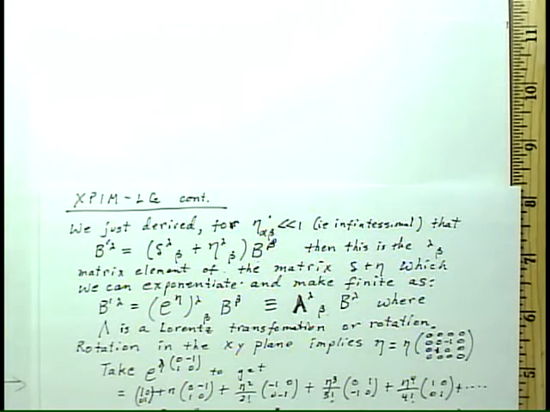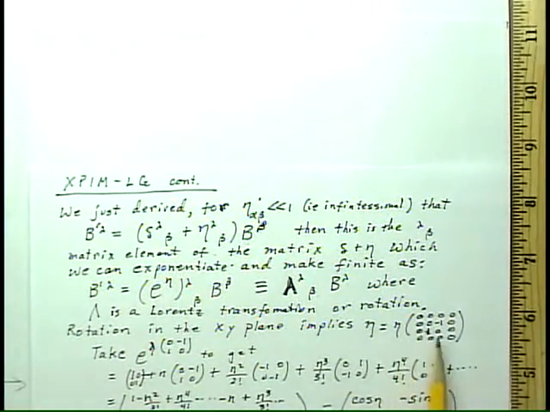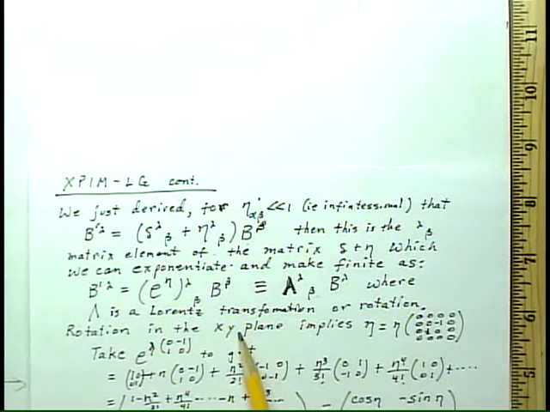Okay, let's first take a situation where we're going to choose the eta to have a particular form. We're going to take eta to have the form zeros, a minus 1 here, a plus 1 here. Remember, it has to be antisymmetrical. And you can see that since this is the 0, 1, 2, 3 columns, 0, 1, 2, 3 rows, this is the 1, 2 element and the 2, 1 element. So this is going to be a rotation in the xy plane. Let's prove that that's true and see what we actually get.